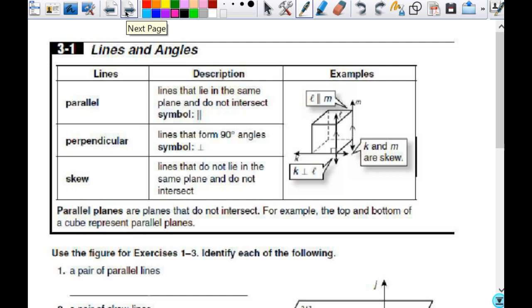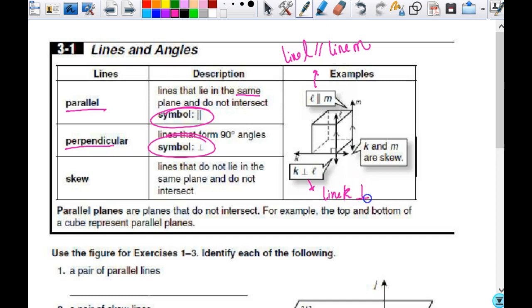So we've got parallel, right? This is your symbol. They're in the same plane. These are actually not written out very well. This right here, this should say line L is parallel to line M. The word line should be there. Perpendicular, here's your symbol. And again, this should say line K is perpendicular to line L.